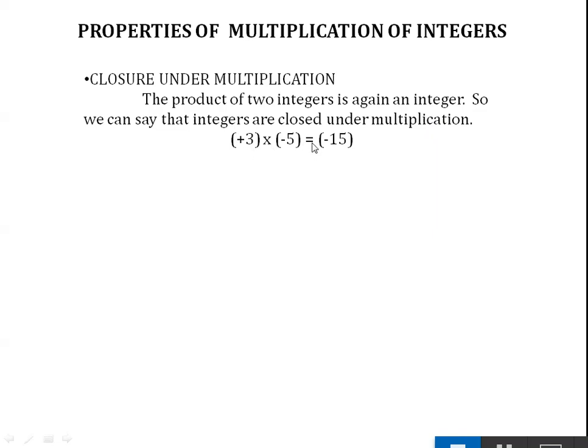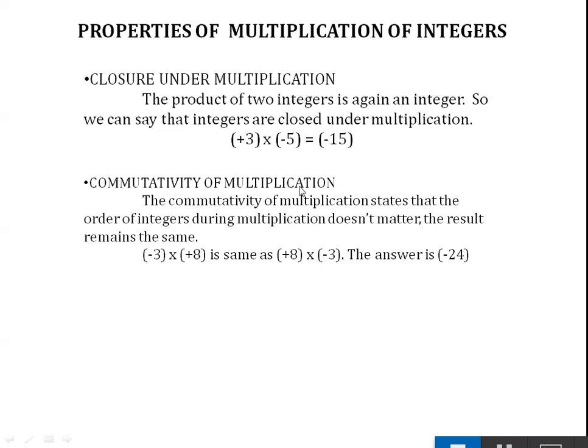Positive 3 into negative 5 is equal to negative 15. Positive 3 is an integer. Negative 5 is an integer. When you multiply two integers, you get negative 15. Again, that is also an integer. So, we can say that integers are closed under multiplication.